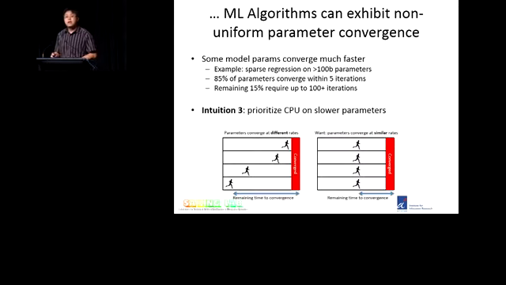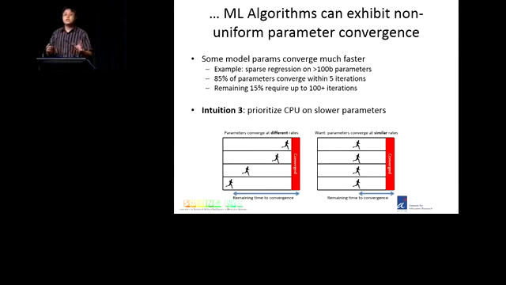A third intuition is that many of these algorithms can exhibit non-uniform parameter convergence, and that some model parameters may converge much faster than others. So, for example, empirically, let's say you're doing a sparse regression on over 100 billion parameters. In general, you'll find that 85% of the parameters will converge, say, within 5 iterations. However, the remaining 15% may require up to 100 or more iterations, and you'd want to be able to prioritize the CPU on some of these slower parameters so that they all converge at about the same time, and basically, it's a form of load balancing.